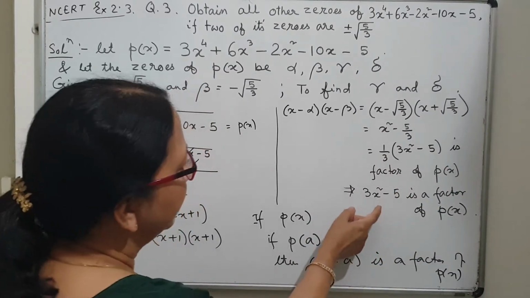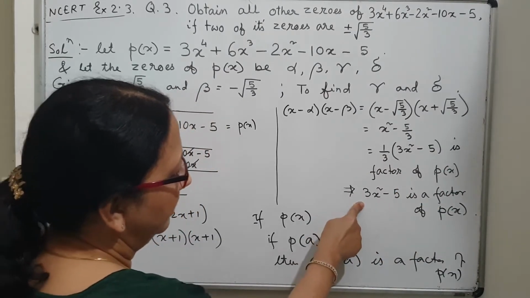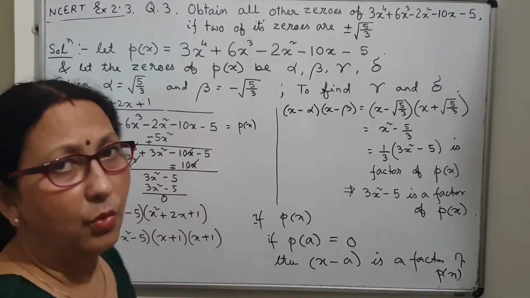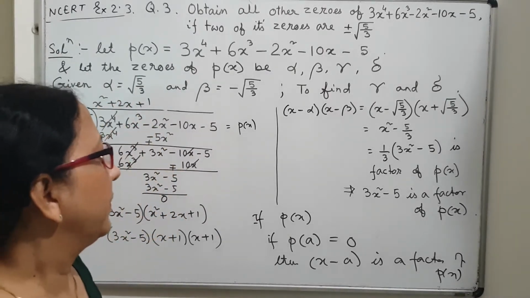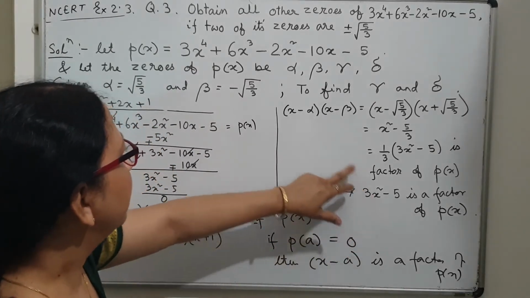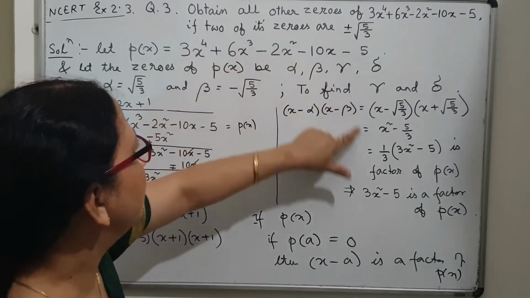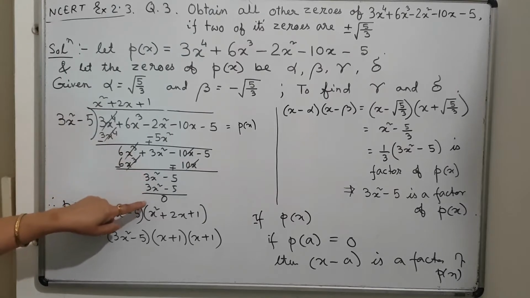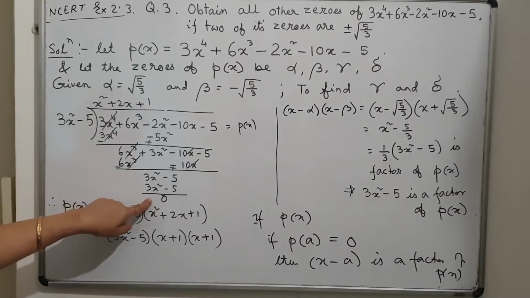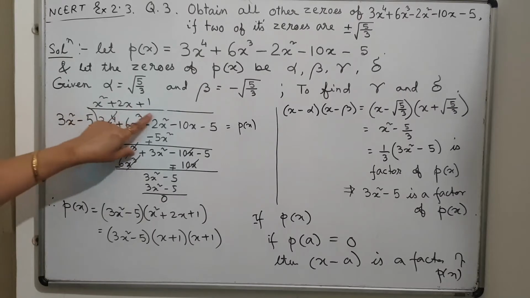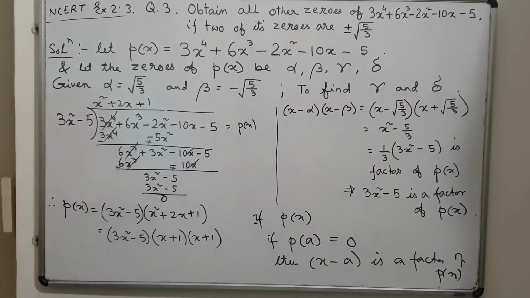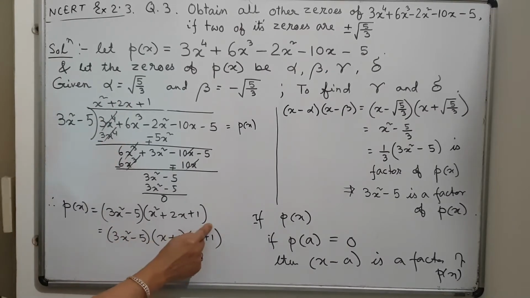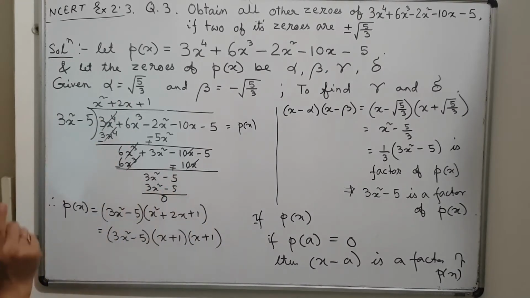So if I divide p(x) by this factor, the quotient that I will be getting will contain the other zeros. So what we have done, we have simply divided this given polynomial by this. Okay, so this division process you know how to do. Then what is the quotient? This is the quotient. So p(x) is equal to this divisor into quotient. Since this is a factor, the remainder will always be 0.